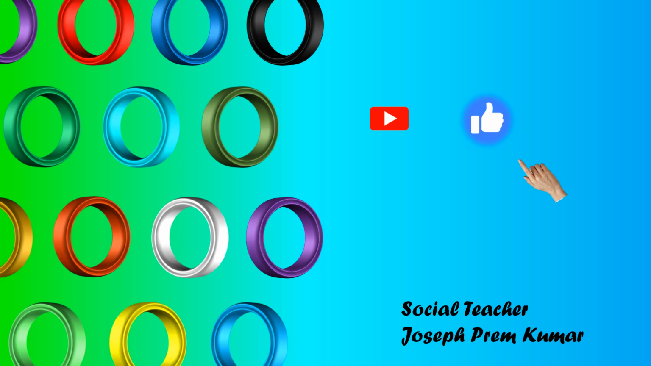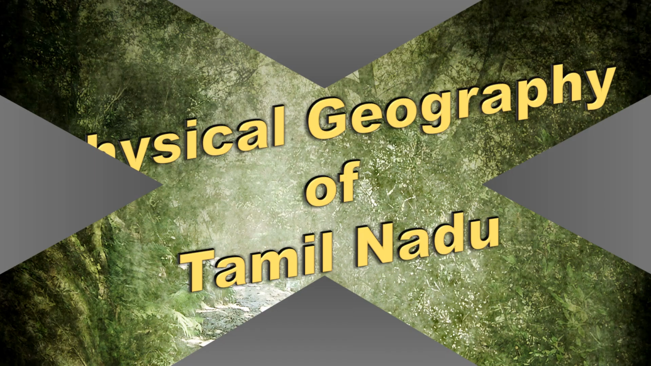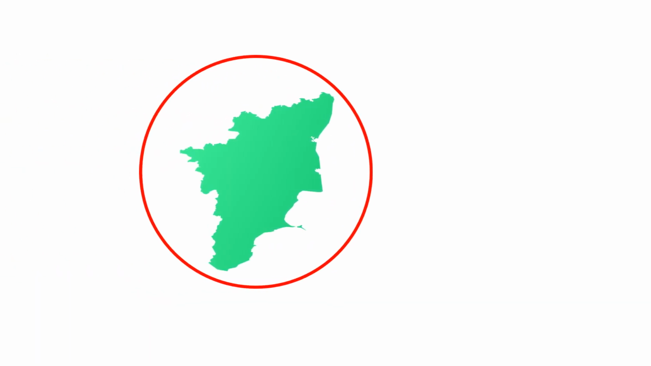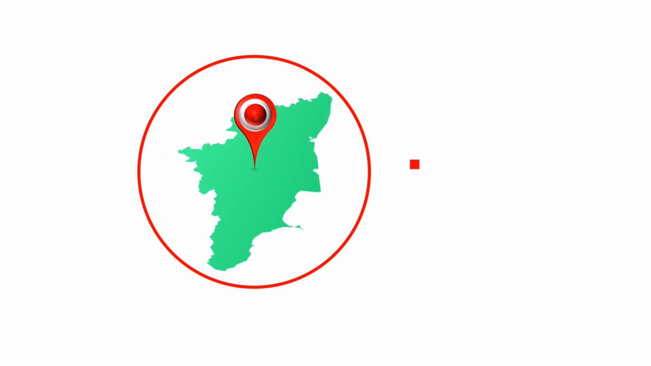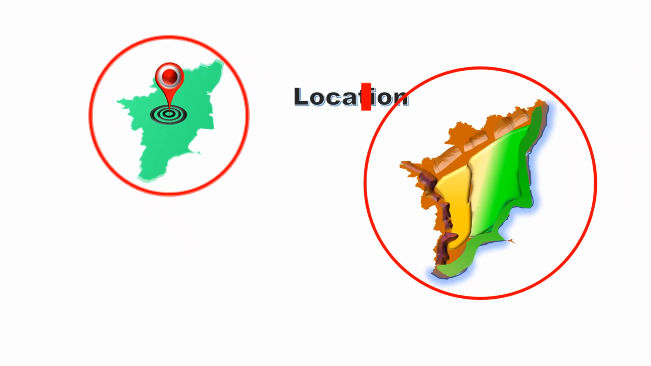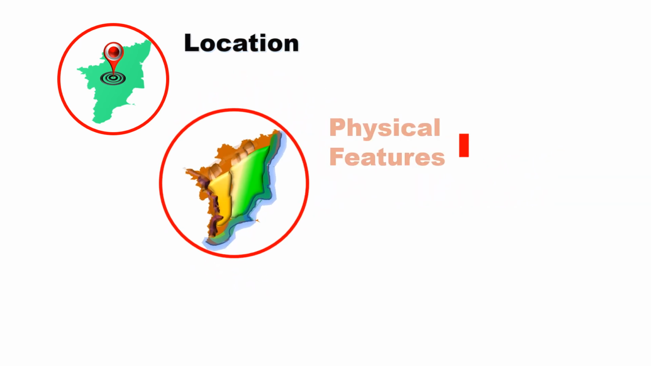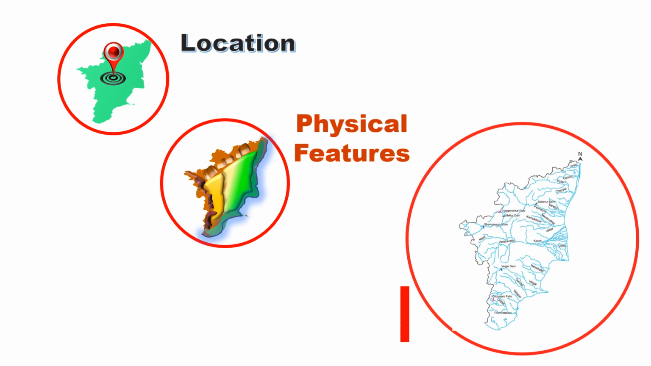Welcome to my channel. In this video, I will be explaining the physical geography of Tamil Nadu. By physical geography, we generally refer to three things. One, location of a place. Two, its physical features. Thirdly, its drainage.